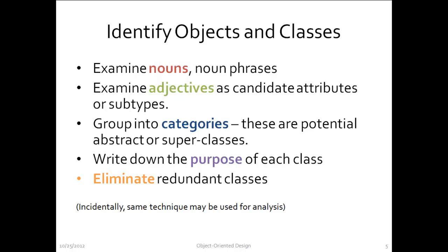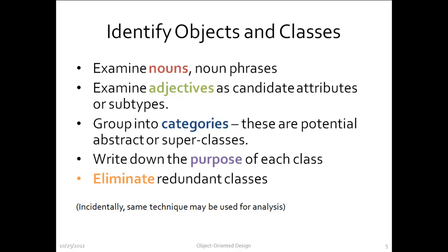Next, you examine the adjectives as candidate attributes. So for example, the word red in red car is likely to be an attribute within car. The attribute is likely to be called color. You also use adjectives to identify subtypes. For example, you might see an adjective such as sports car. It's probably a noun phrase, but in any case, sports is qualifying the car. And that might mean that you have a superclass called car, and then you have a subclass called sports car.